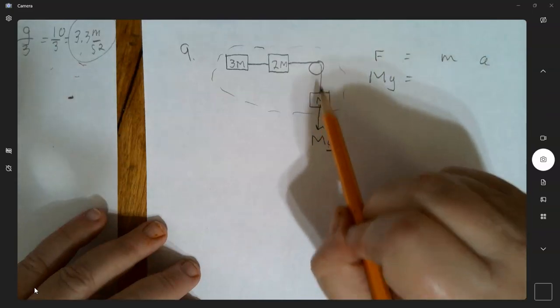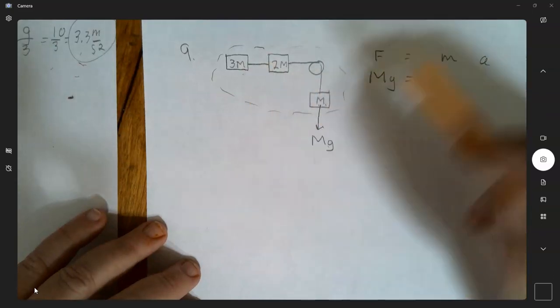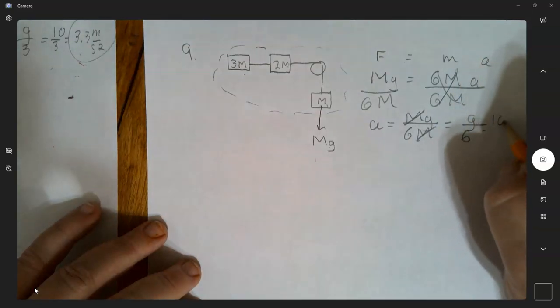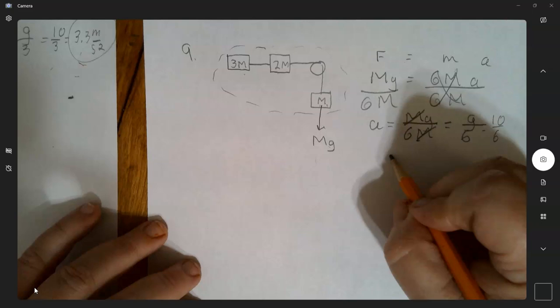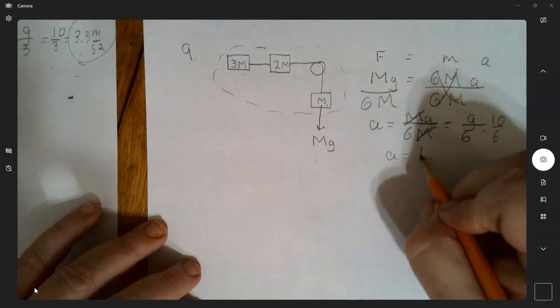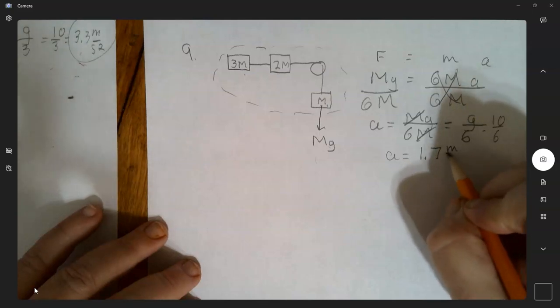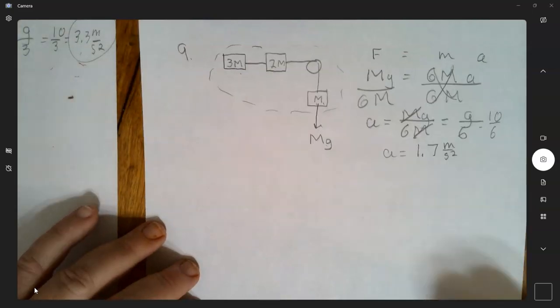The masses, you take them all together. 3 plus 2 plus 1 is 6. And that equals 10 over 6. So a equals 1.7, 1.66 or 1.7, either way. Not worrying about the decimals.